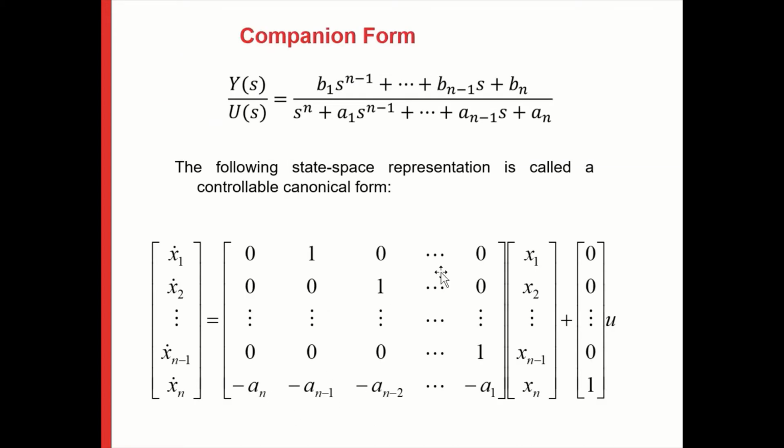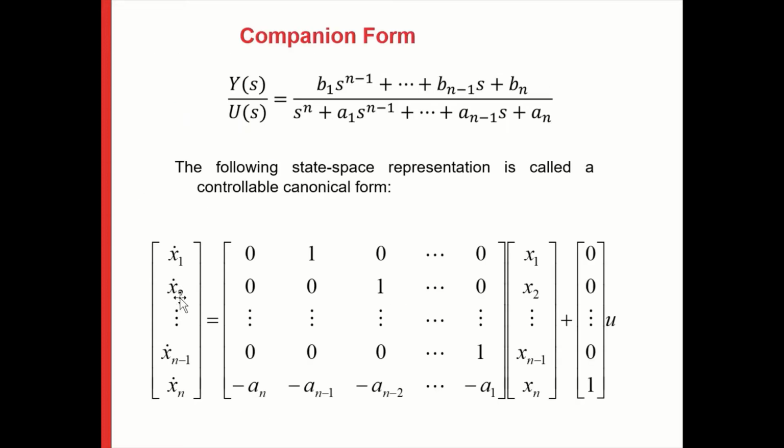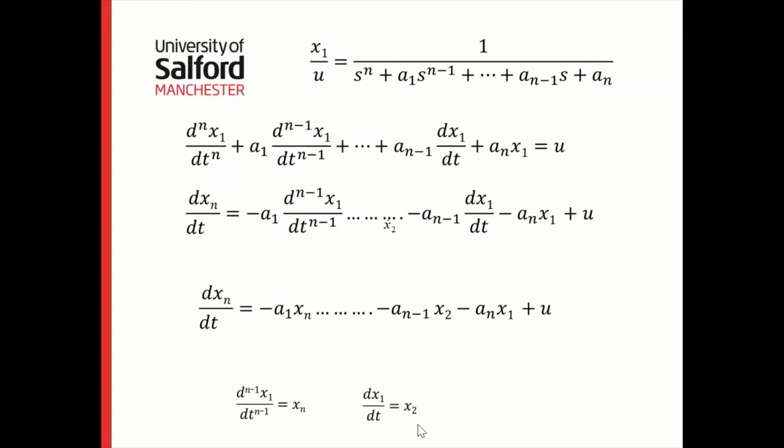So that's why the an has come up first, because it's associated with the x1. We also know that dx1 by dt, which is x1 dot, is x2. And so if we go to here, we know that x1 dot is x2. So go back to here, we've got x1 dot is x2.